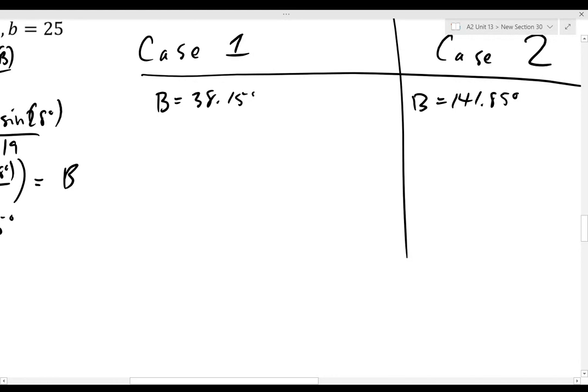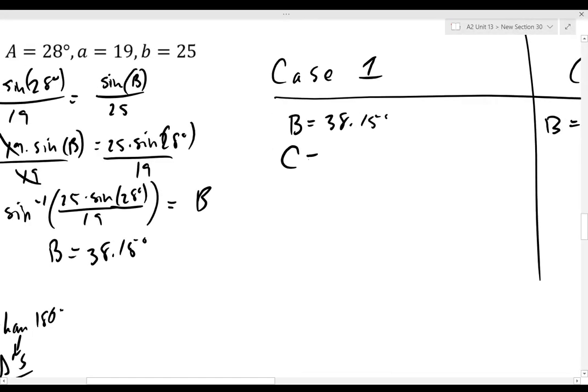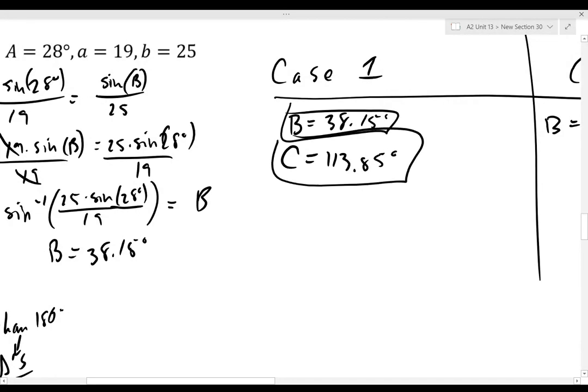So if I do the 38.15 and I add 28 to it, subtract that from 180, I get the remaining angle, which was C. Angle C is going to be 113.85 degrees. Okay, so I found 2 of the 3 missing pieces. Now I just need to go ahead and solve for side C. So I'm going to use sine 28 degrees over 19 equals sine of angle C, which is 113.85 degrees, over side C.